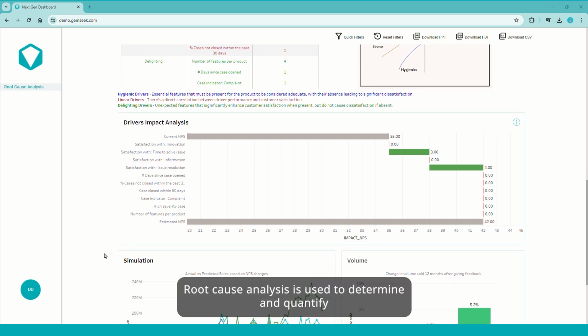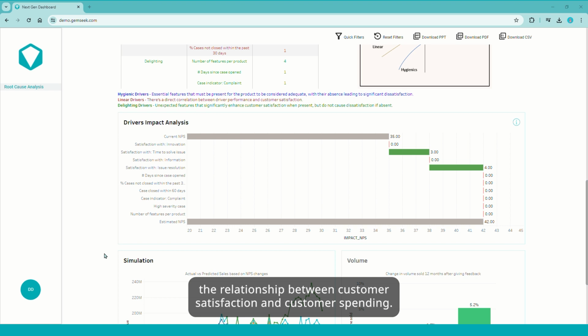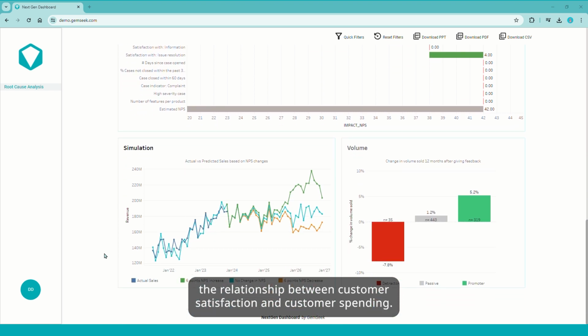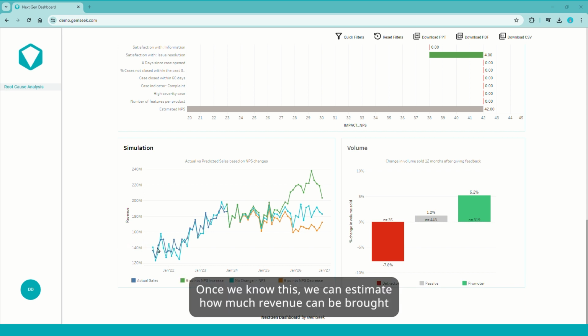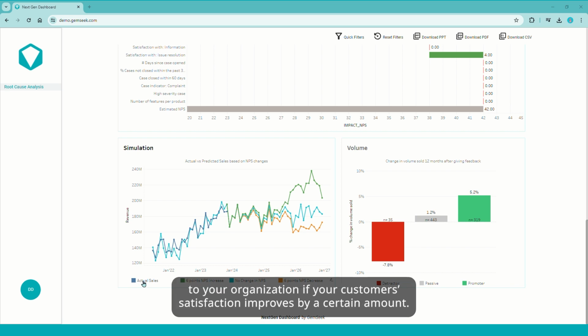Root cause analysis is used to determine and quantify the relationship between customer satisfaction and customer spending. Here we can quantify how much each NPS group brings in terms of volume or revenue. Once we know this, we can estimate how much revenue can be brought to your organization if your customer satisfaction improves by a certain amount.